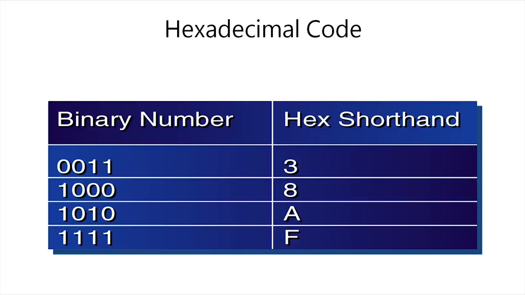We don't want to write all these zeros and ones out all the time, and it's easy for humans to make mistakes when we're writing zeros and ones. So we use a hexadecimal shorthand, and that's why hex came about.